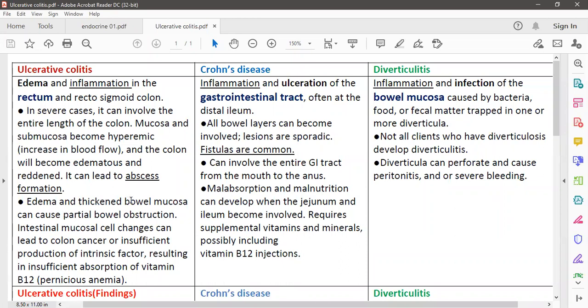And edema and thickness of the bowel mucosa can cause partial bowel obstruction, or intestinal mucosal cell change can lead to colon cancer, or insufficient production of intrinsic factor results in insufficient absorption of vitamin B12. So when vitamin B12 deficiency occurs, the red blood cells will be immature and broken easily.